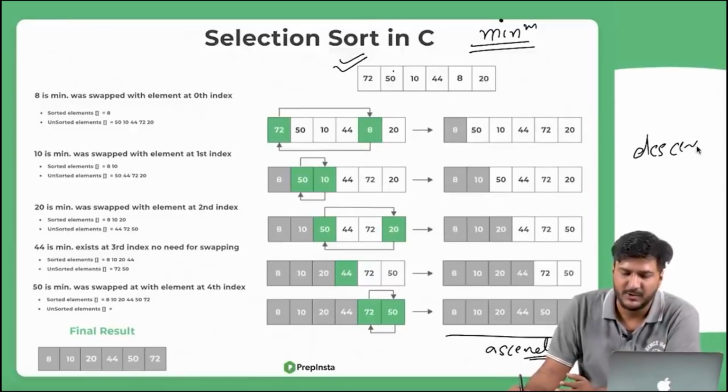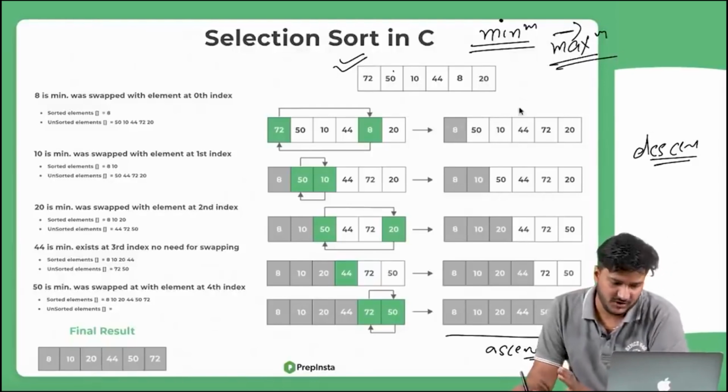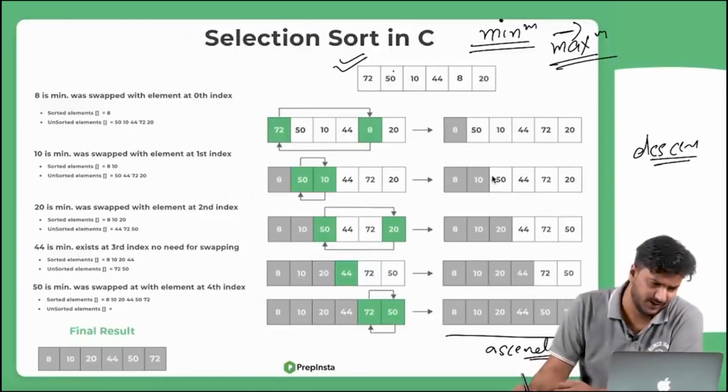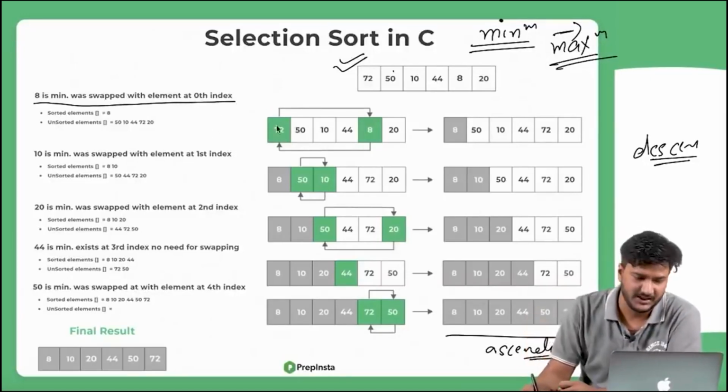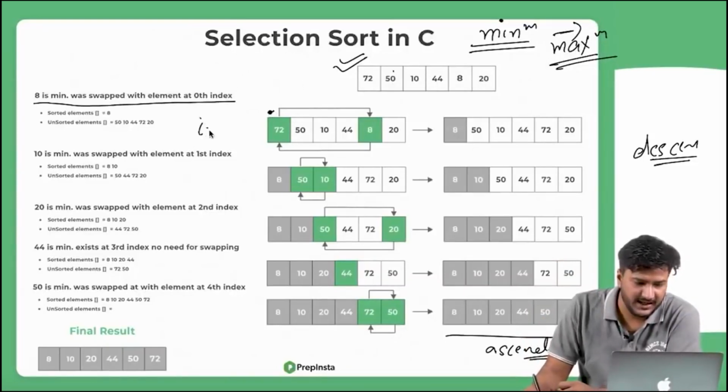So whatever we are doing here, we'll do a little opposite. Instead of minimum, we would be finding maximum. That's exactly what is happening in the question. So let's understand with ascending order first. 8 is the minimum element, which is swapped with the 0th index, and both of them are swapped. What exactly happens is, you start from the 0th index, so in this case our i value is 0.